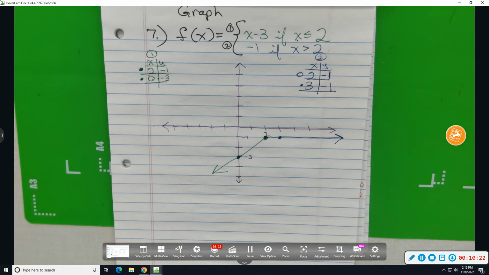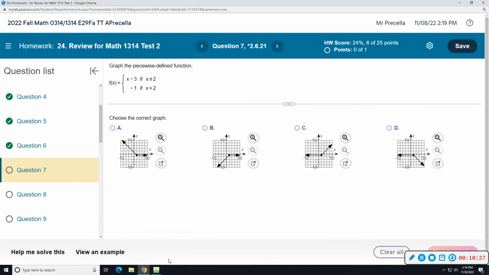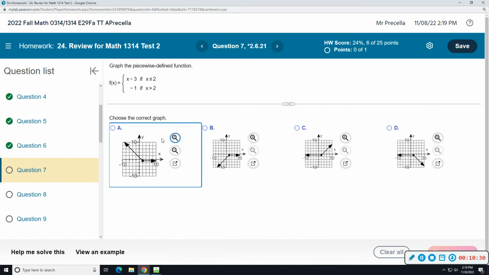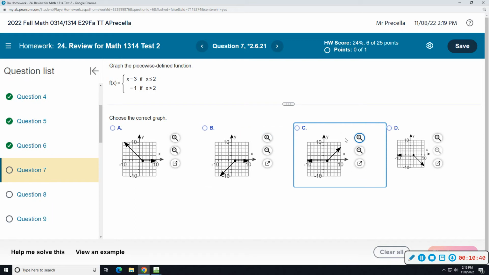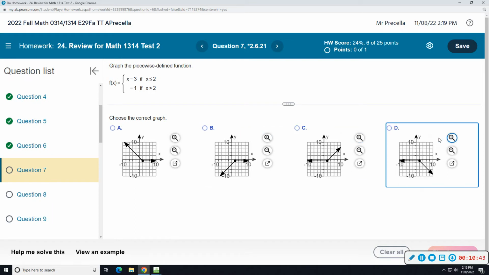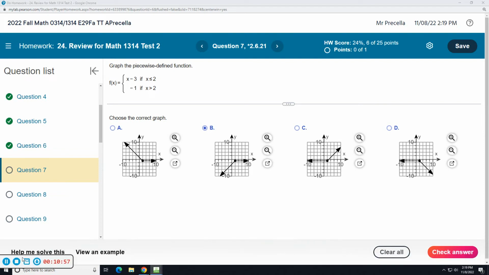Now let's choose the graph that looks like the picture we just drew. A, no, it's not that one. B, hey, that might be it. Okay. C, no, definitely not. D, definitely not. Response A. Let me move this thing over here. Check answer.